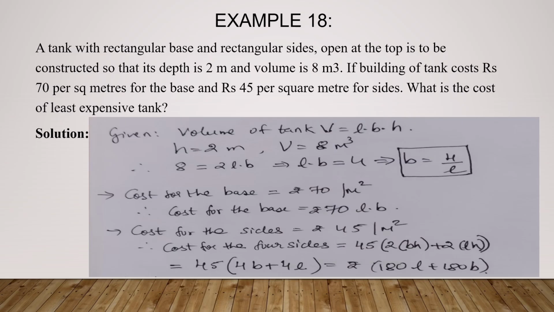Now cost for the four sides. Imagine you are in a room. It is of this kind. So cost for the sides is rupees 45 per meter square. Now there are four sides, and you know that for the four sides you have 2 into B into H plus 2 into L into H, correct? This will give you the area for the four sides, into 45. So 45 into (4B + 4L), which is equal to rupees 180L plus 180B.